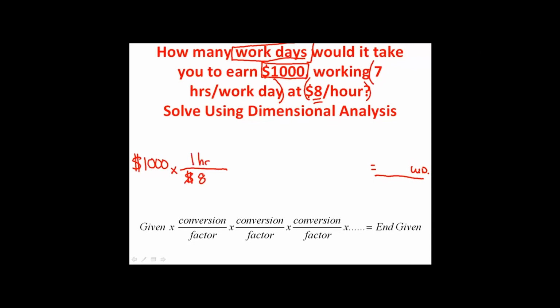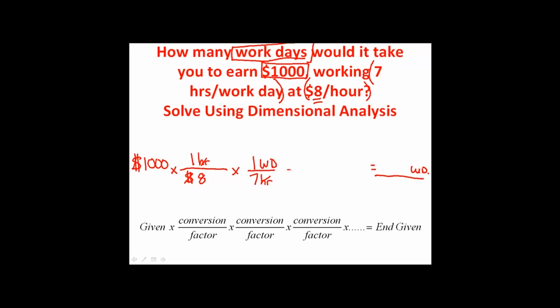Awesome. Dollar signs are gone. I've now converted the problem into hours. But I need to convert it into work days to stop the problem. Let's go a little further here. In the problem, I say there is 7 hours per work day. 7 hours per 1 work day. You'll notice now that the hours have been canceled out, and the unit work day matches the unit over here, work day. Problem will stop.